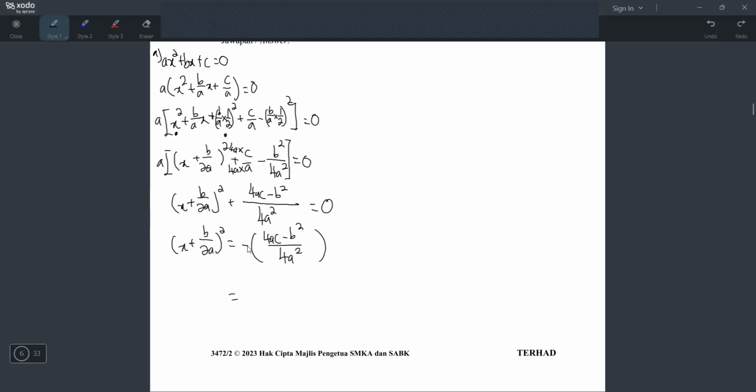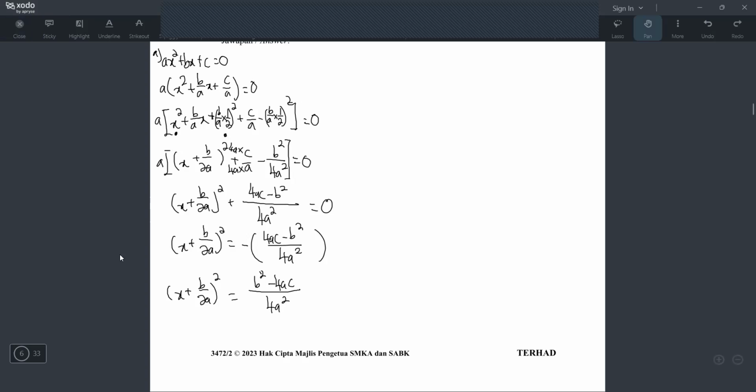So what happens when I take the negative, I open this bracket, it will become, the 4ac will become minus 4ac, and then the negative b squared will become plus b squared, but you can write the b squared in front also, right? And then over 4a squared, all right? And now it will be x plus b over 2a squared still on this side, right?